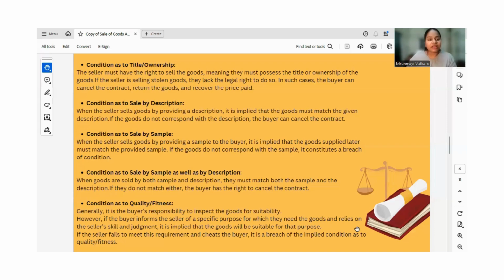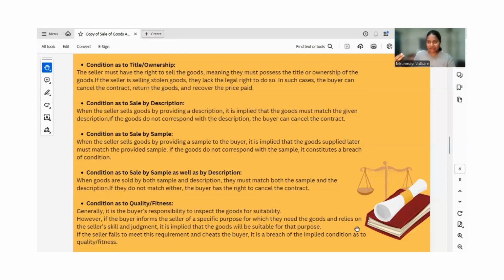Then comes condition as to sale by sample as well as description. When goods are sold by both sample and description, they must match both the sample and the description. If they do not match either, the buyer has the right to cancel the contract.